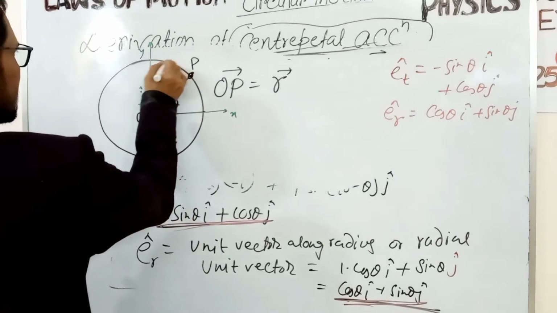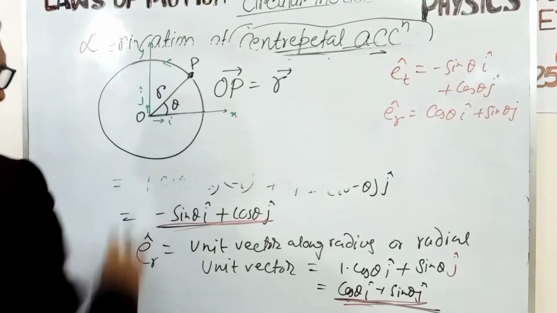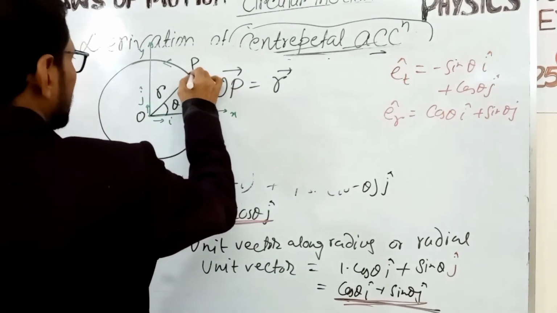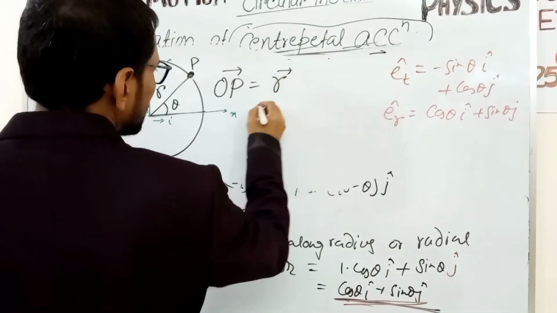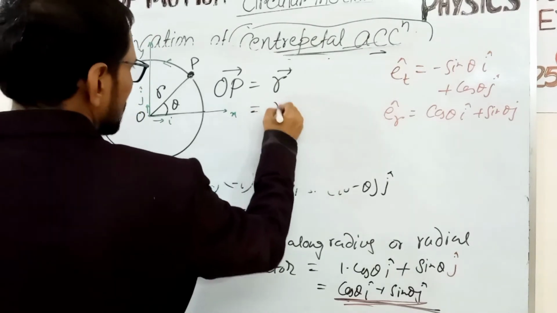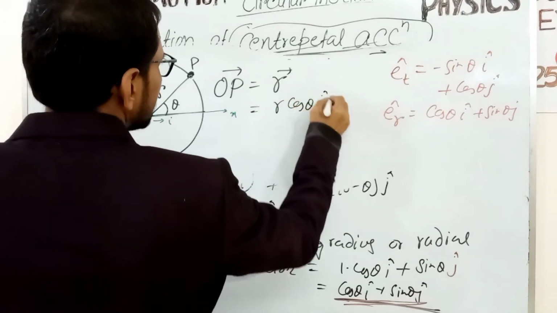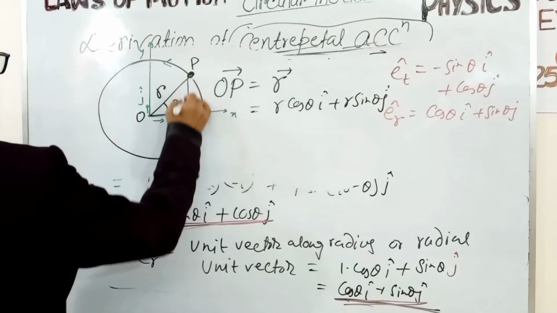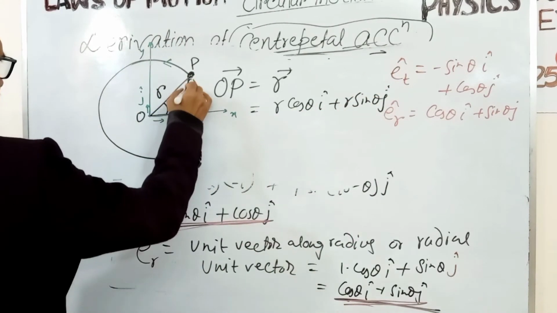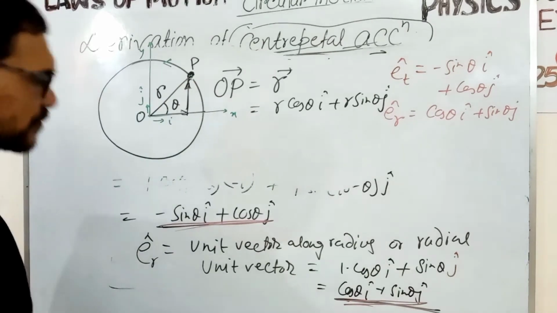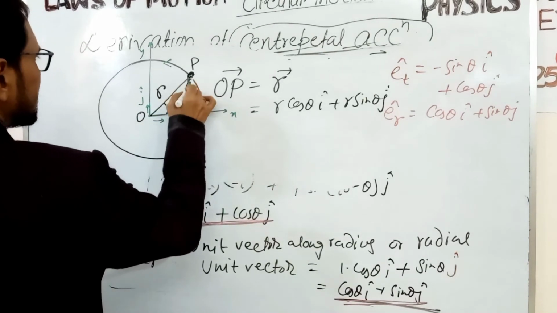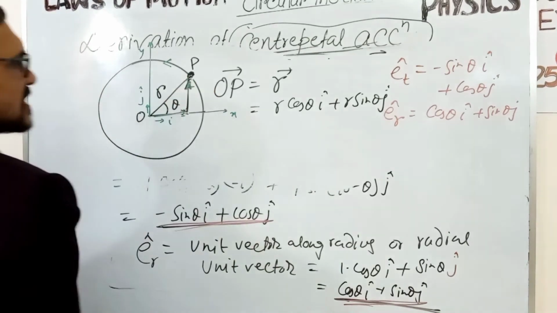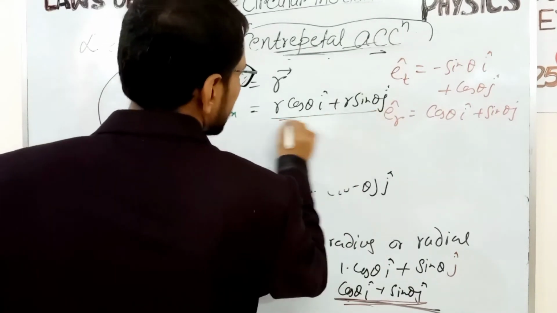The body rotates in this direction, so at a particular point the position vector of the body is r, which is equal to r cos theta i plus r sin theta j, because this is this plus this. From the triangle law we easily get the vector r cos theta i plus r sin theta j. So this is the position vector.